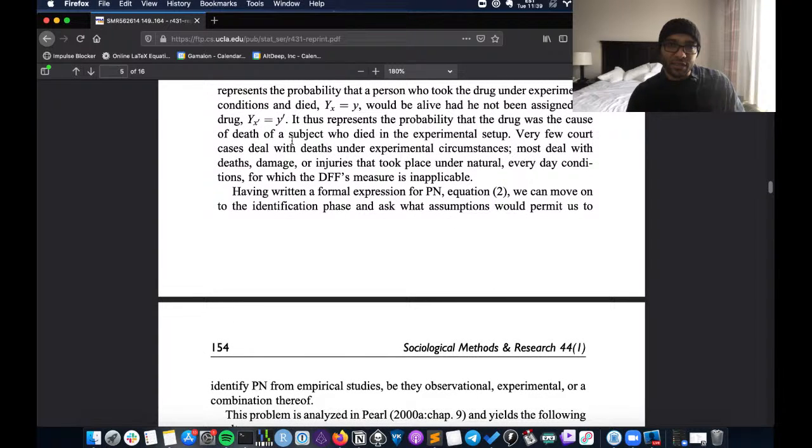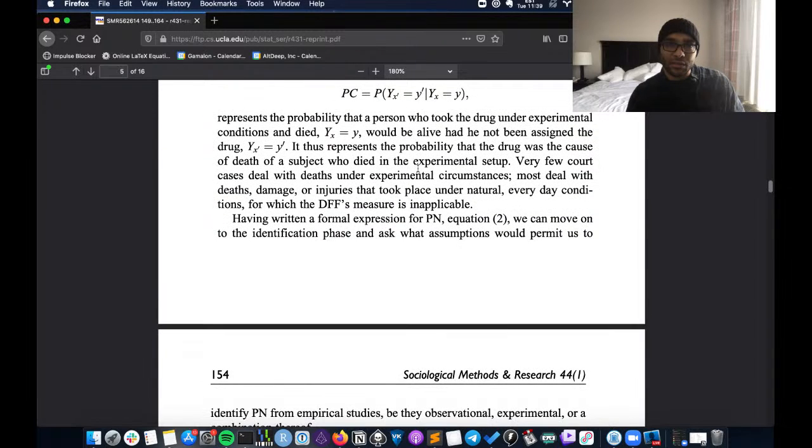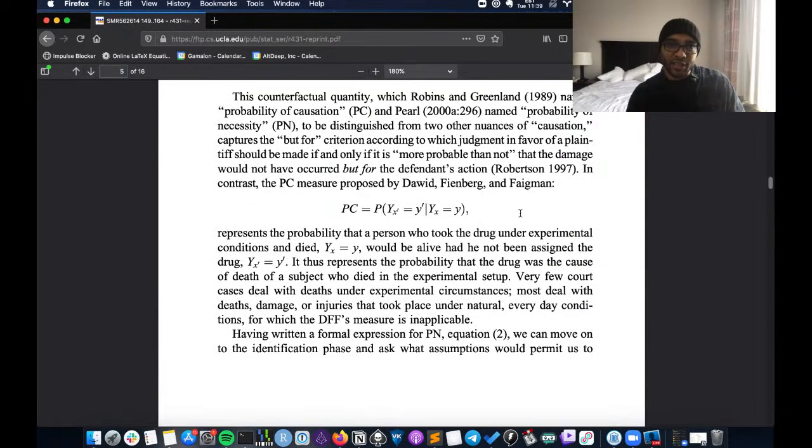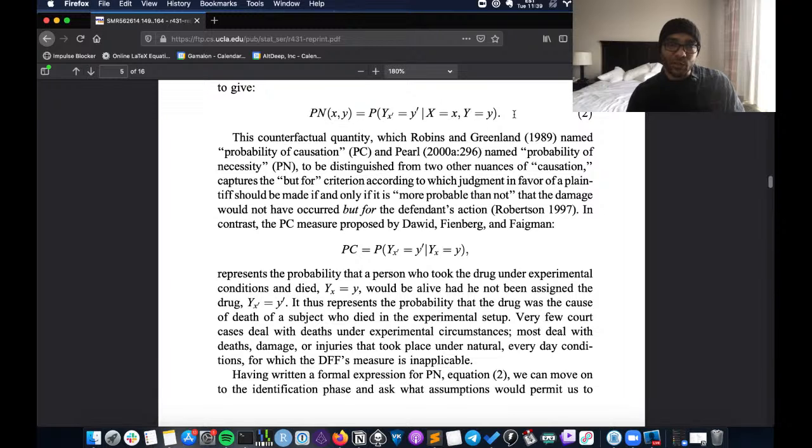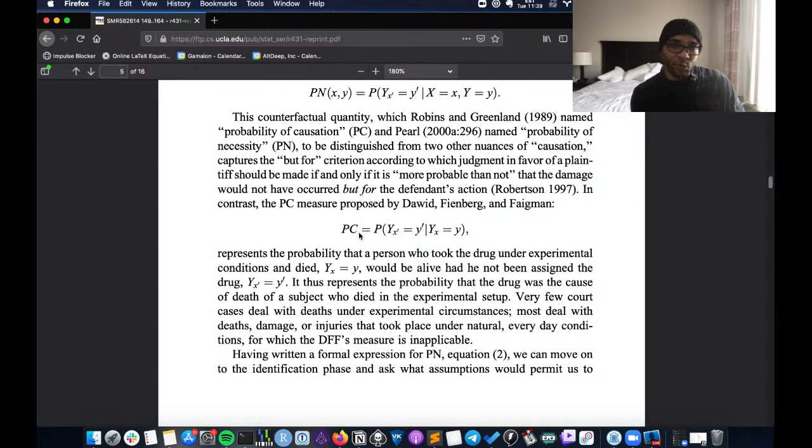Very few court cases deal with deaths under experimental circumstances. Most deal with deaths. Right. So this is the argument that you want to know this question, but all you have is this, because we didn't. We're asking whether or not Mr. A died in normal circumstances due to the drug, not did he die in an experiment. All you're saying as defense is that, well, we have a bunch of people who were in an experiment and they were fine.